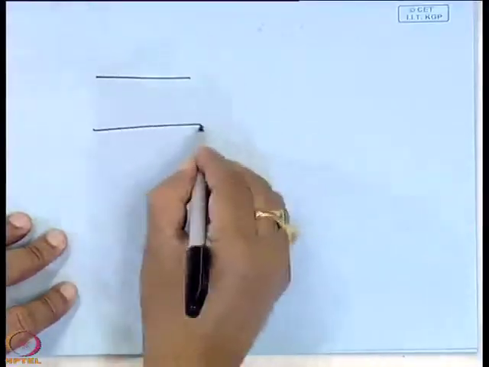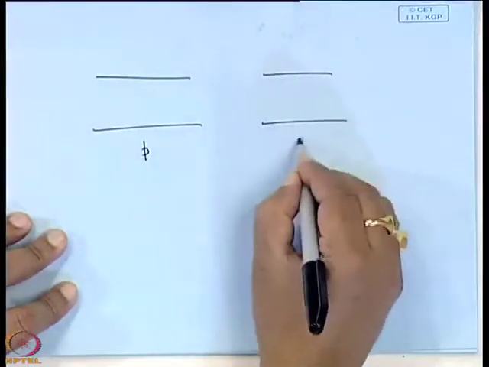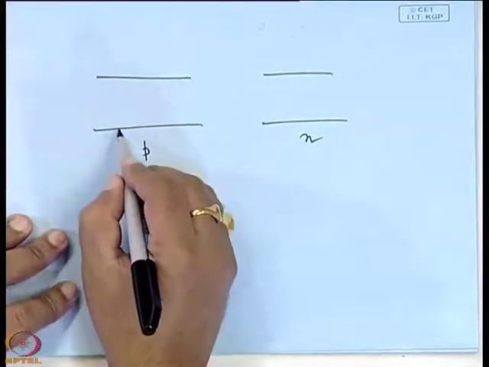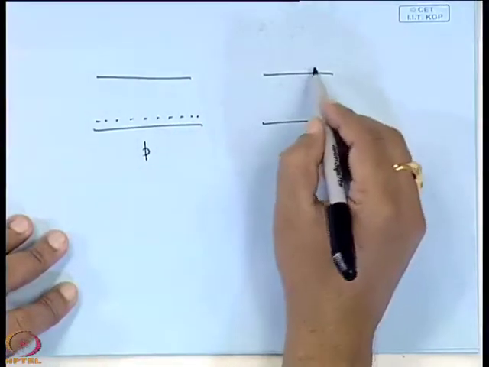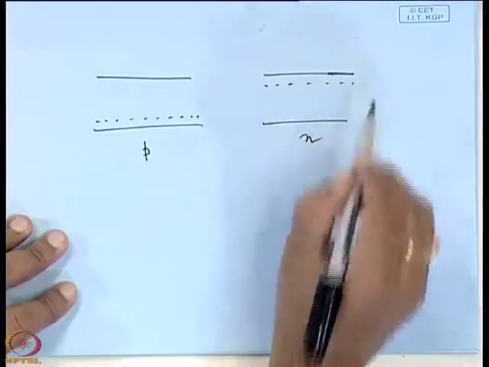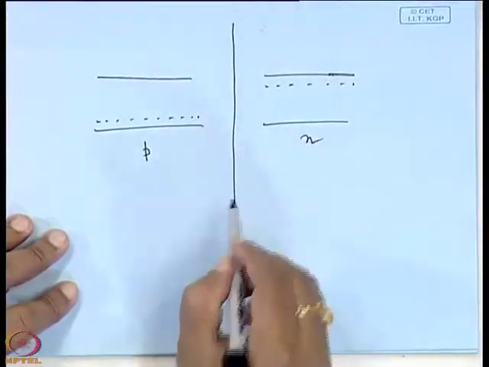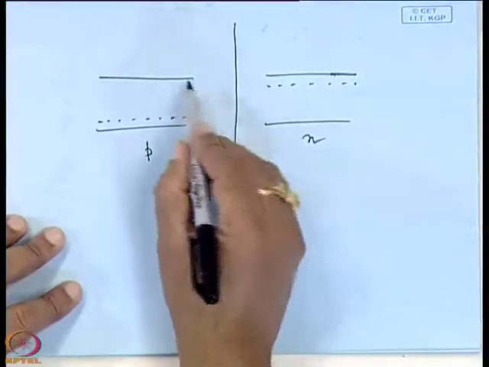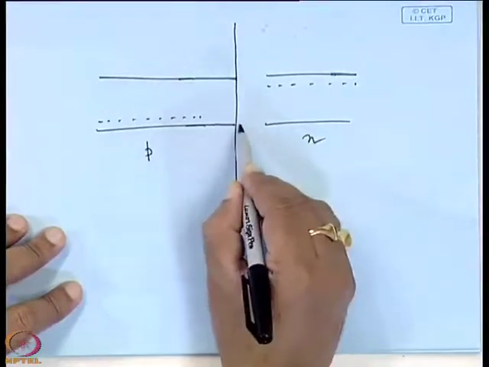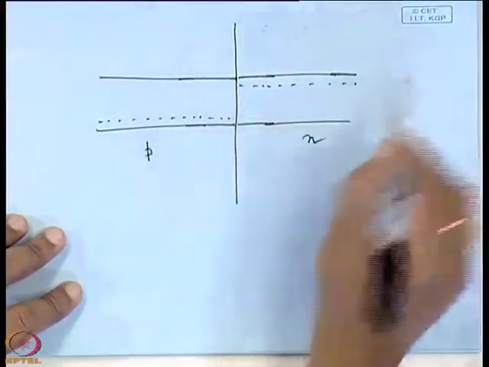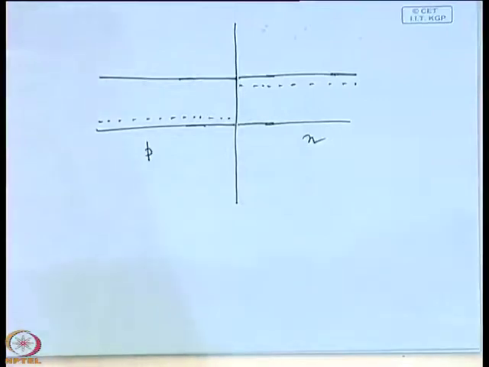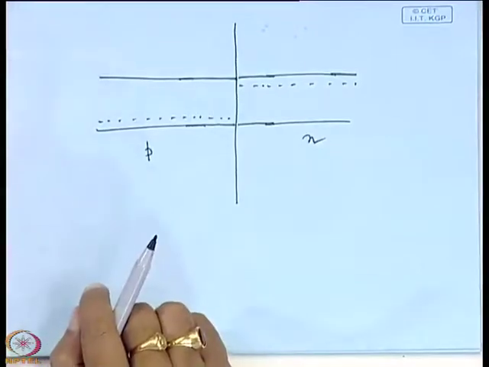Say this is P and this is N. For P, where is the Fermi level? The Fermi level will be here. For N, where will the Fermi level be? And say this is the metallurgical junction, that means this side P, this side N. It is before contact. Now, when you make the contact, what will happen?